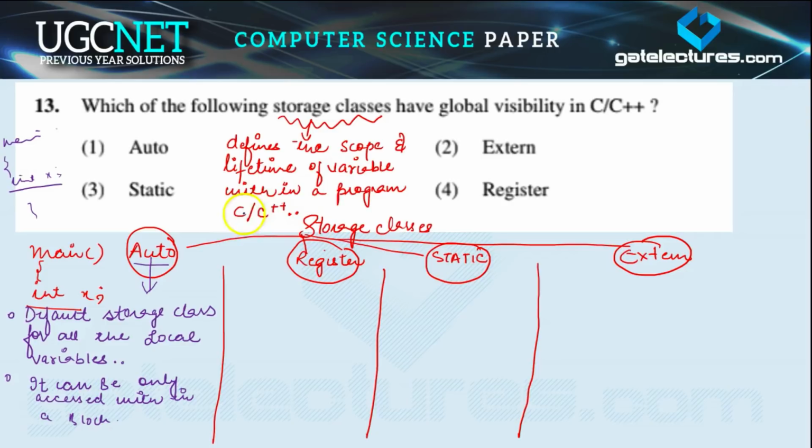Now the next one is register. So where are we using this kind of storage class? When you define some variable and you want very quick access to that variable, you store that particular variable in the register so that you can easily access it in a fast manner. In that case we are using the register storage class. So just write it down.